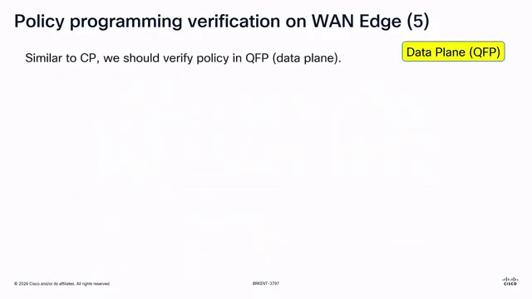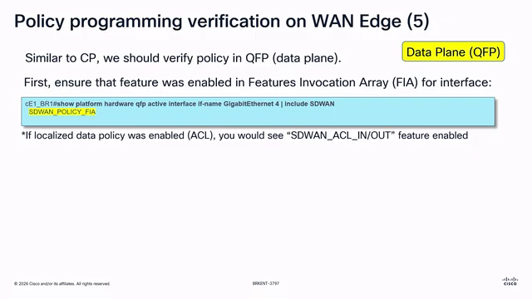Phew, enough about control plane, right? Now we are at the QFP, at the data plane level. But here the things are kind of similar. There are also identifiers which we use, and those identifiers we will use to verify if everything is programmed correctly. So first of all, we will ensure that as a part of the interface, in my case, it's application aware routing policy or data policy, you will see such a name as SD-WAN_policy FIA. It means that the policy actually was enabled on the interface as a feature. Because policy is also, remember, a feature which is enabled in the QFP. One of the features, just like quality of service, just like encryption, just like anything, right? So it was enabled under the interface level. This is how we verified it.